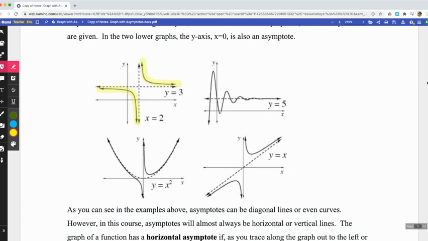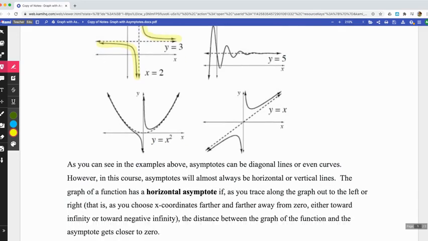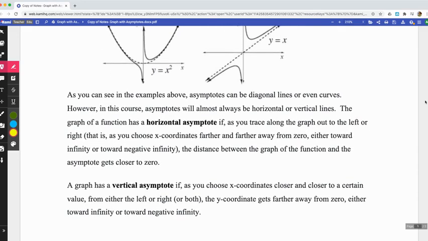We're going to go over this very lightly in this course, but you will get more information on this as you go along, especially in Algebra 2 and then later in Calculus. All right, so as you can see in the examples above, they can be diagonals or curves. However, in this course, they will almost always be horizontal or vertical lines. And I can guarantee that they will always be. So in this course, they're always going to be horizontal or vertical lines.